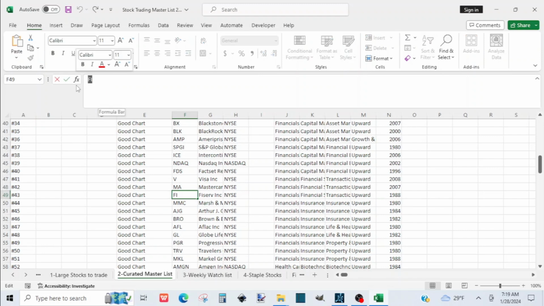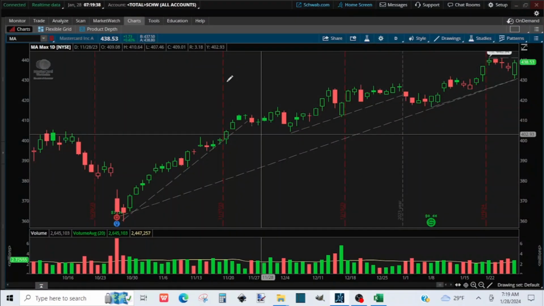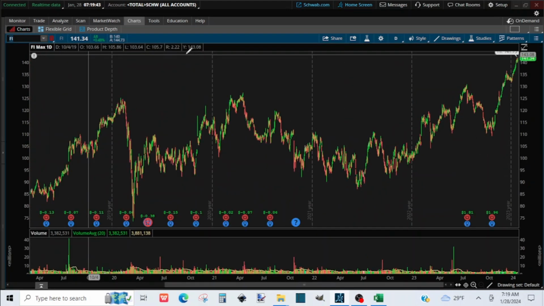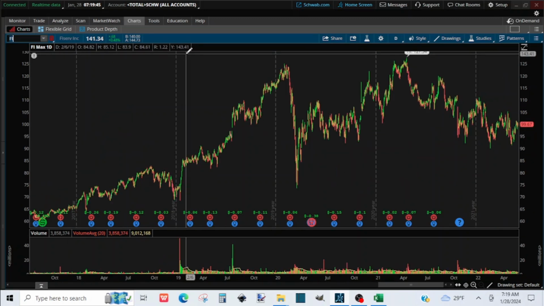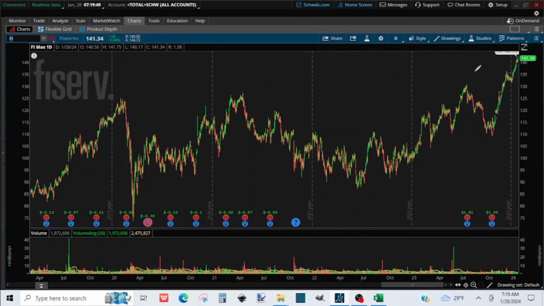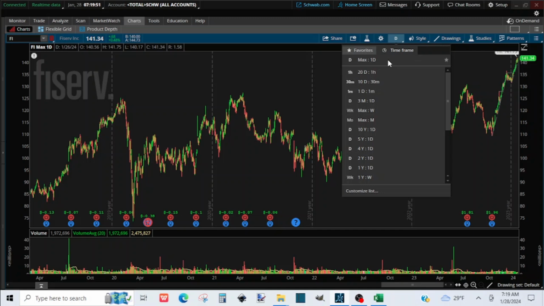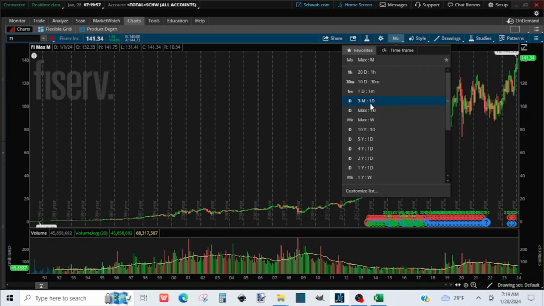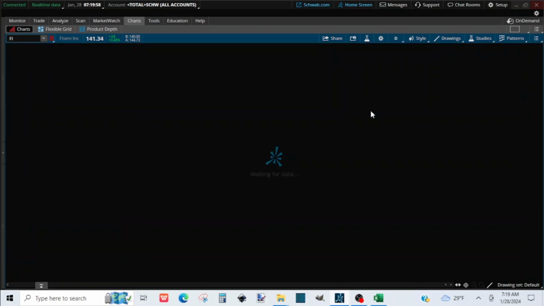FI, we trace some there. Let's go to the monthly to see the overall. Okay, it is higher than any mountain in the past. So let's go to our daily and work from there.